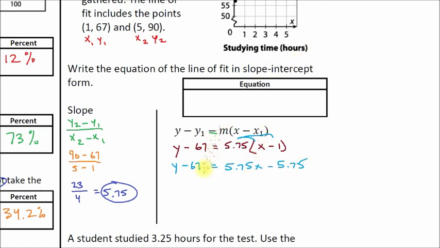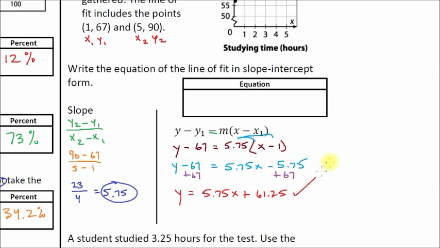Next step is we're going to move the 67 to the other side. Now I'm just doing this so you see the math behind it. This is now going to be just y. Y is equal to, and we've still got 5.75x, and now we're going to have negative 5.75 plus 67. Make sure you put it in your calculator correctly. Negative 5.75 plus 67, and that's going to end up being a positive 61.25.